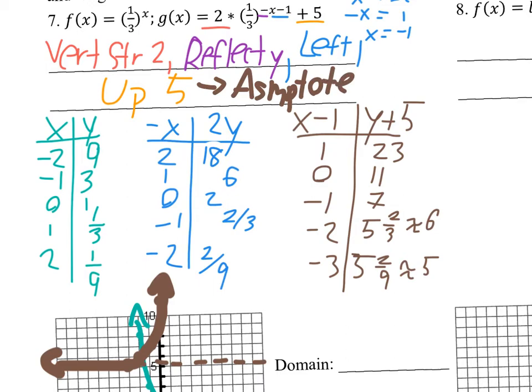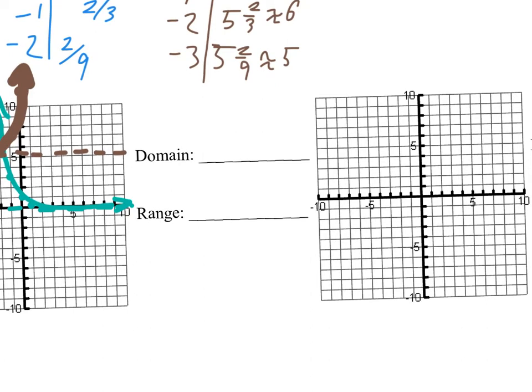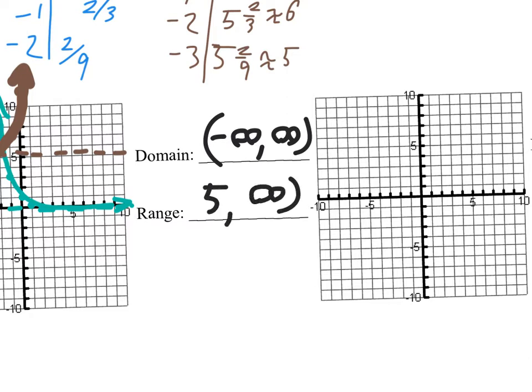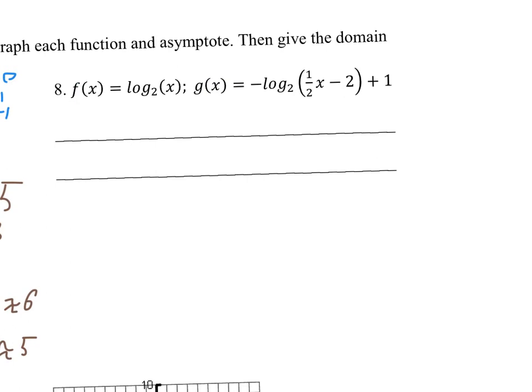With our graphs done, it's now time to look at our domain and range. So, our domain of our new function. Well, if we look at our graph, our domain runs from -infinity until infinity. But the range, it does not seem to go below 5, but it does extend all the way up to infinity. As such, moving right along. Number 8.